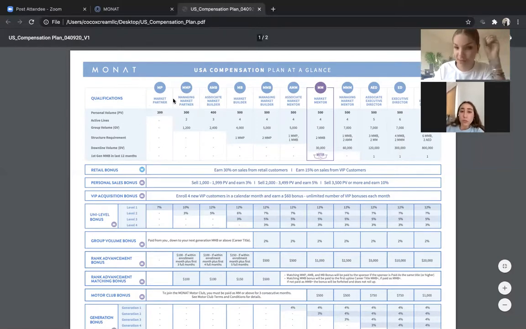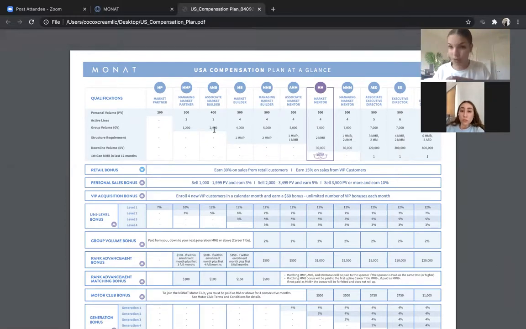Now the name of the game to make bread, and specifically residual income, is ranking up. So how do you rank up? By getting loyal clients, VIP customers that are going to buy the product, obviously by selling the products, and by finding business partners, just like you and I found each other. You get me? Like-minded people to do this business with you.